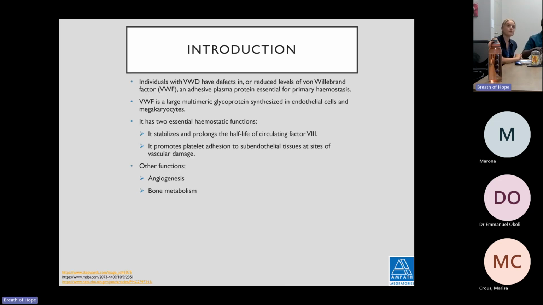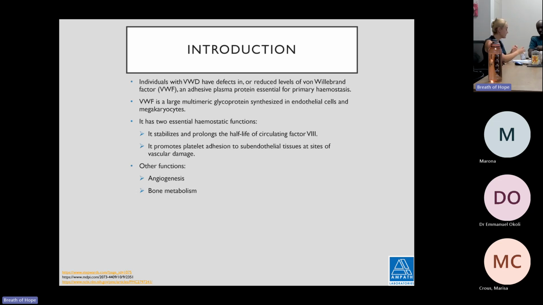First of all, you know that patients with von Willebrand disease have reduced levels of von Willebrand factor, and this will actually cause a decrease in primary hemostasis. Because of the function of von Willebrand factor, it has two main coagulative functions. First of all, it binds to factor VIII and prolongs the factor VIII half-life in the circulation.